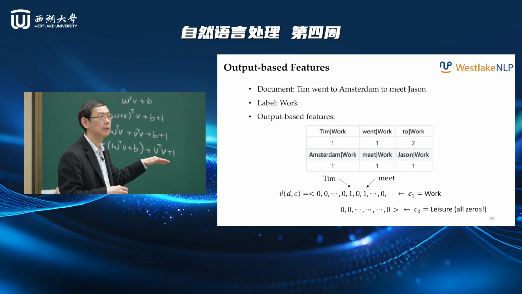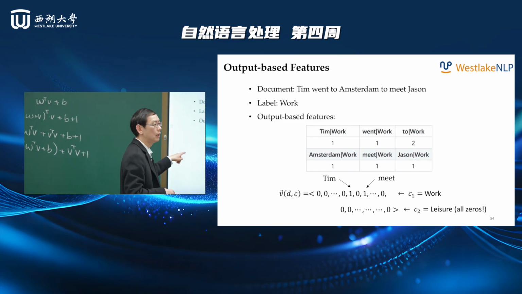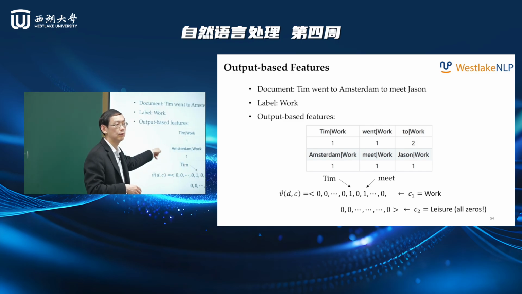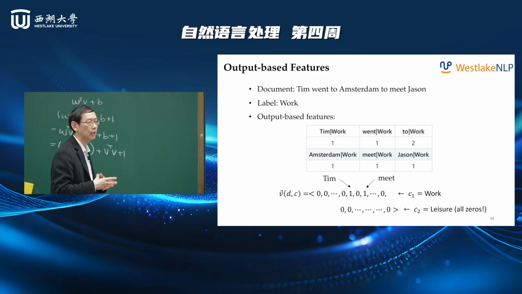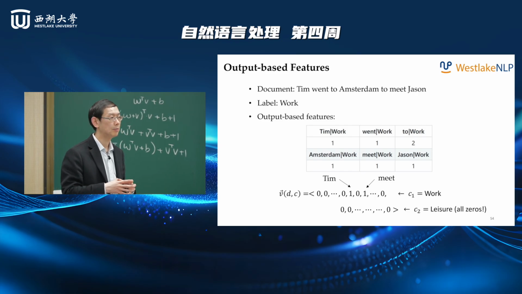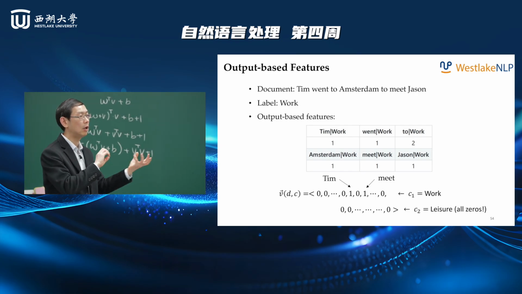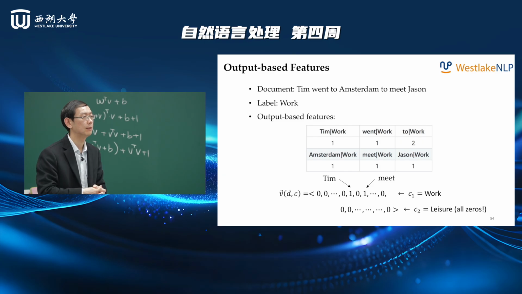So the row that corresponds to the output has non-zero values, and the elements with the word have non-zero values. That's easy. So it's the Cartesian product, basically the composition of all possible words and all possible class labels.